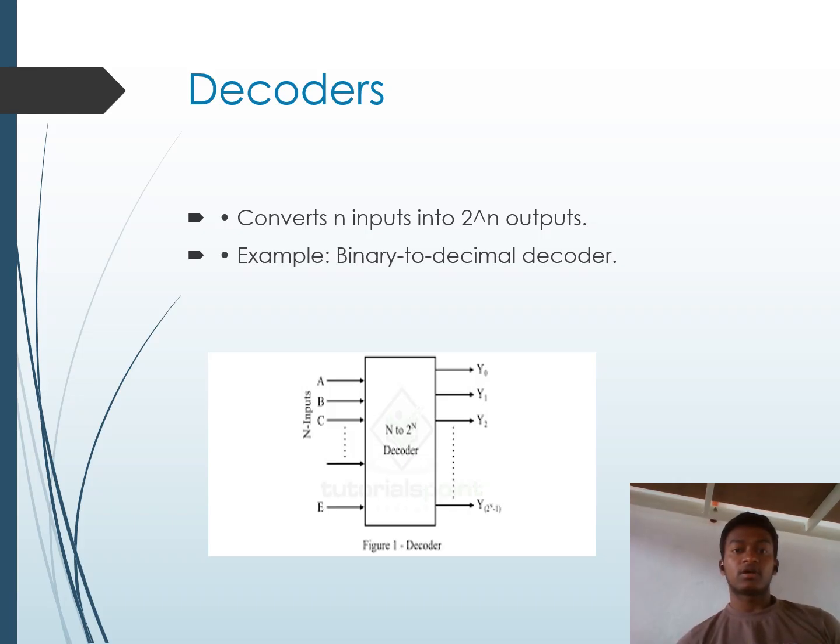These perform the opposite operation of encoders. They take a small number of inputs and produce a large number of outputs. For example, a 3 to 8 decoder takes three binary inputs and activates one of 8 outputs. We use it in memory addressing, where the input address selects which memory cell to access. Without decoders, it would be difficult to implement large-scale memory systems.